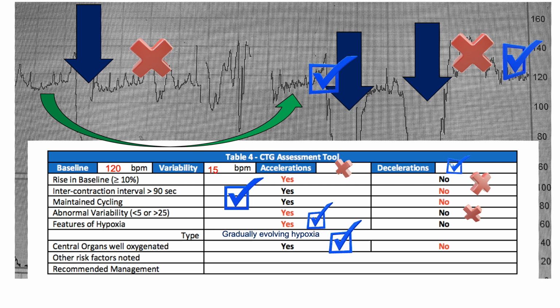The fetal central organs are well oxygenated because if you look in between the decelerations, the baseline is stable and the variability is normal. And we have started oxytocin, which is a risk factor for hypoxic stress.